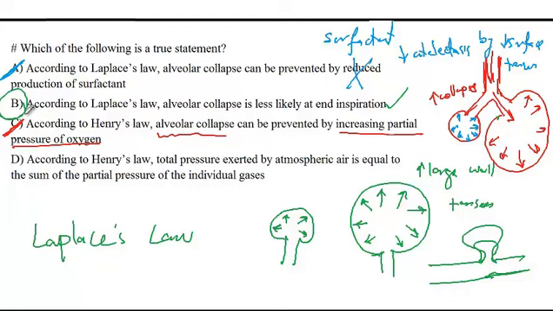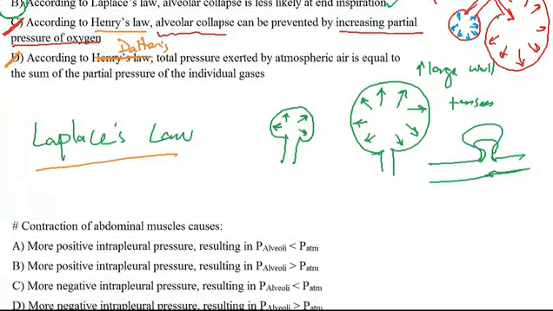And then finally, choice D. This is basically a description of Dalton's law. So per Dalton's law, the total pressure exerted by atmospheric air is equal to the sum of the partial pressures of the individual gases. All right. So therefore choice D would also be incorrect because it's not a true statement. All right, moving on to the next question.